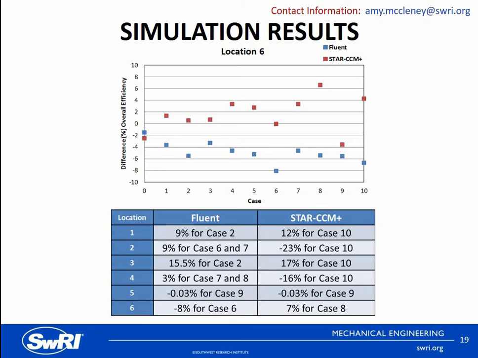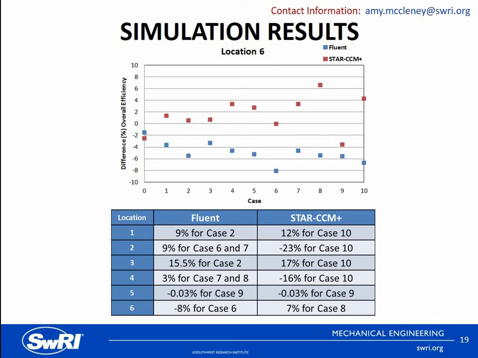So again, the table below the graph shows the largest deviation in oil and water concentrations for all the different locations between these two software packages. As you can see, Fluent had the largest deviation in oil-water concentrations at location 3 for case 2, which was the case that had a low viscosity, a high flow rate, and a 20% water cut. So we will look at the oil volume fractions in the next couple slides to see what that looked like.